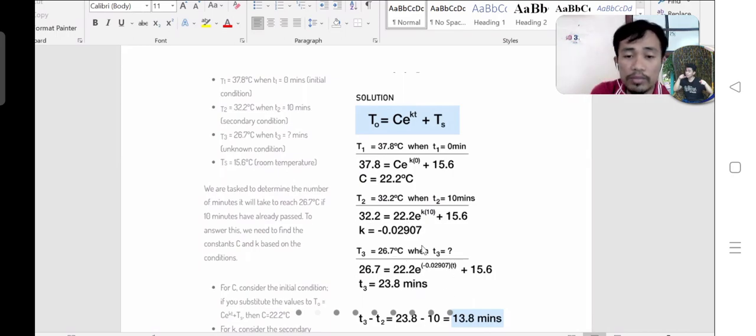So how many additional minutes will it take for the temperature to lower to 26.7 degrees Celsius? So we substitute our T given, the temperature given is 26.7. And then our value of C is 22.2, and our value of k is negative 0.02907 times t plus 15.6.